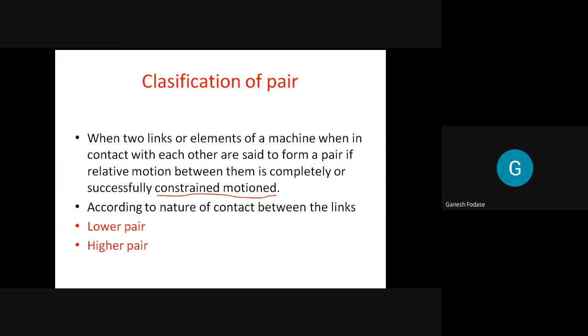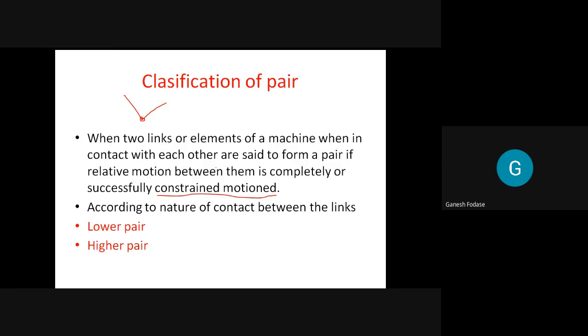What is constrained motion? So when we call it a pair, what is basically a pair generally? When 2 links, let's say this is one link and it is another link, and I connect these 2 links at one joint here. Now can I call this joint a pair, or are these 2 links said to form a pair? Yes, I can call it a pair only if it satisfies some conditions.